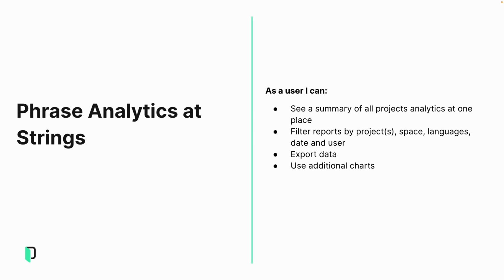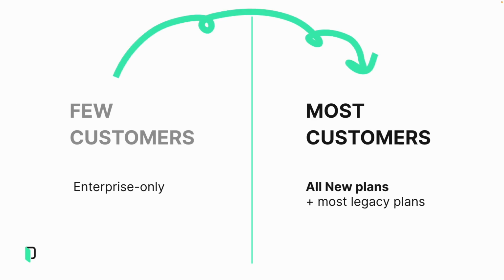So who can use Phrase Analytics? Phrase Analytics at Strings is enabled for all new plans and some of the recent legacy plans, with the exception of very old legacy plans which we don't support with analytics at all. All user roles can see new analytics data on the projects they have access to, except guests who cannot see Phrase Analytics at all.